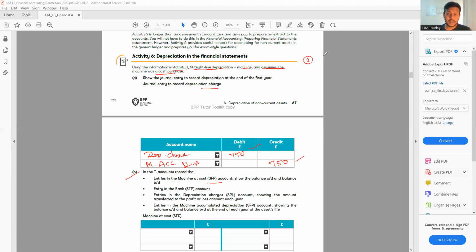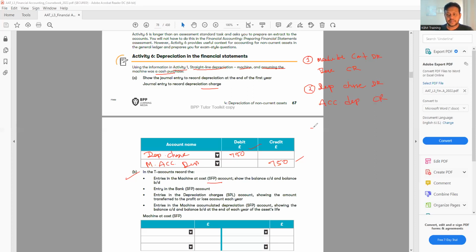So let's make our journal. When you buy a non-current asset, the journal is machine at cost is debit and bank is credit. So machine at cost is debit, bank is credit, number one. Number two is for the depreciation. The journal is depreciation charge debit and accumulated depreciation credit.